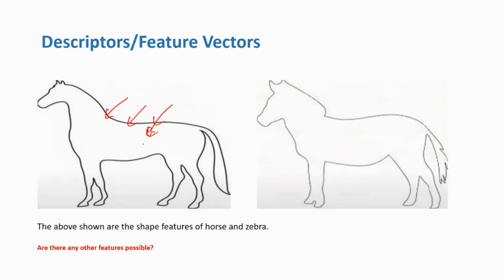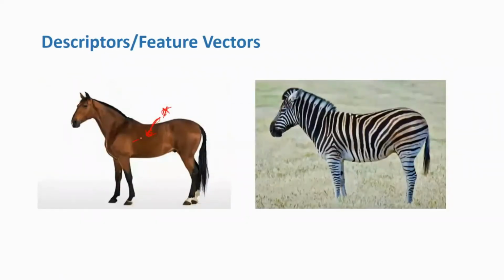Are there any other features possible? Yes, we can have region features like color, texture, intensity, etc. So in the previous image, we had color. These region features are different, as well as the shape features are different. This is nothing but our shape feature or boundary feature.